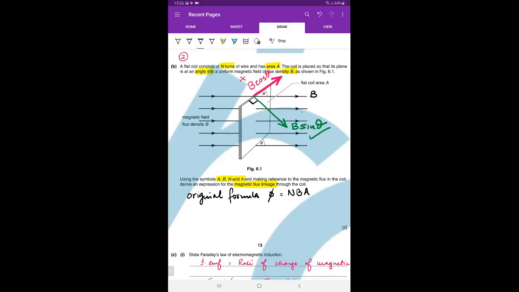So hence your result should be written as follows. Phi is equal to n times the component B sine theta should be taken into consideration, times A. So the final result in this case works out to be NBA sine of theta.